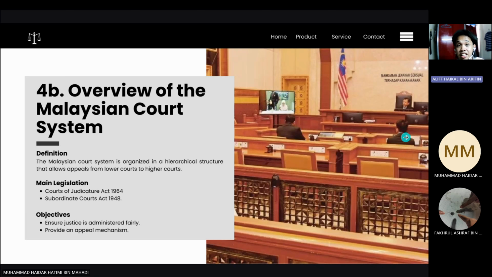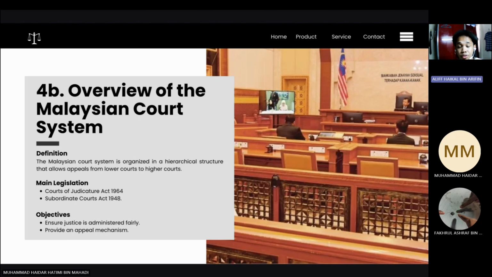Society needs a highly structured roadmap to ensure disputes don't turn into chaos. Today, we are plugging into the Malaysian court system, our legal GPS. This hierarchical framework is designed to allow a systematic flow of justice, enabling appeals to travel upward from lower courts to higher courts. This roadmap is governed primarily by two foundational pieces of legislation: the Courts of Judicature Act 1964 and the Subordinate Courts Act 1948.